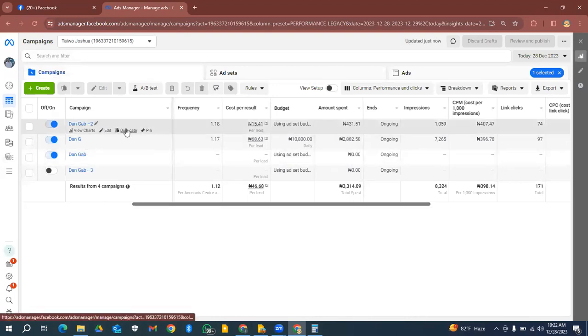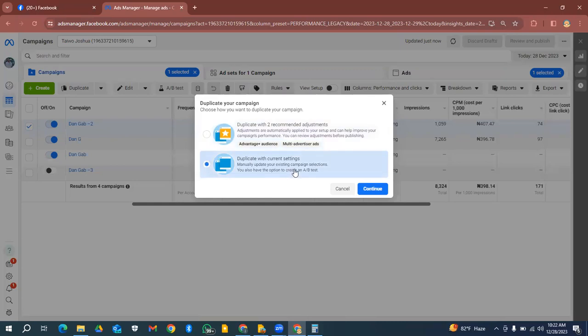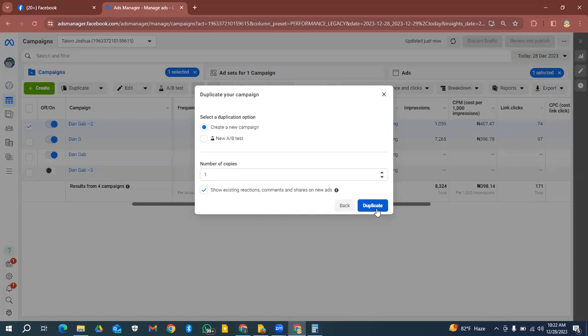So for example, we know that this ad is doing well. I just duplicate. I don't edit anything. I duplicate, I continue. The only thing I edit is the price.